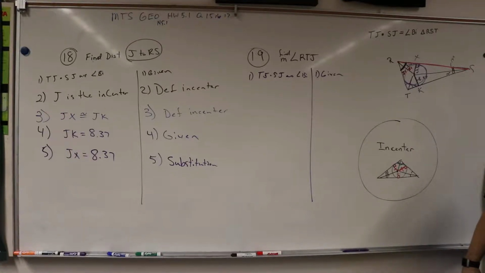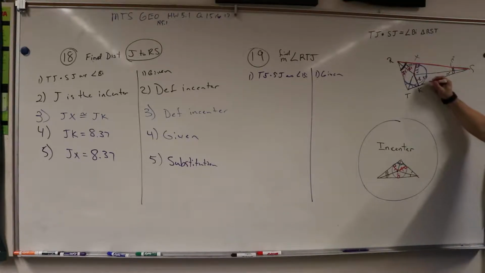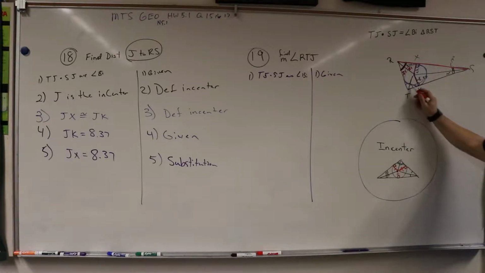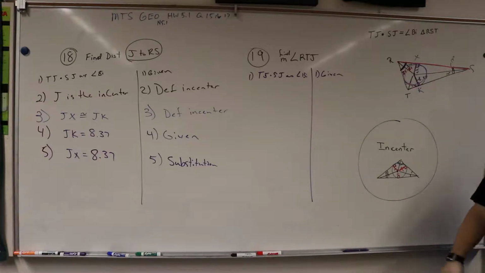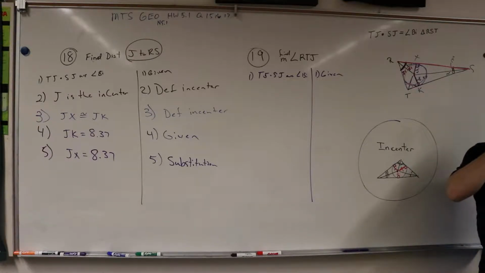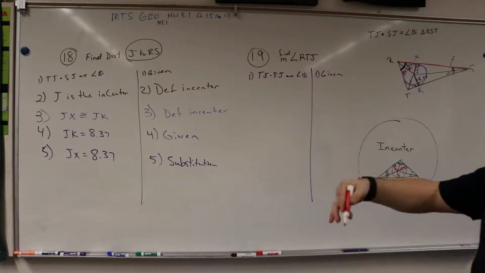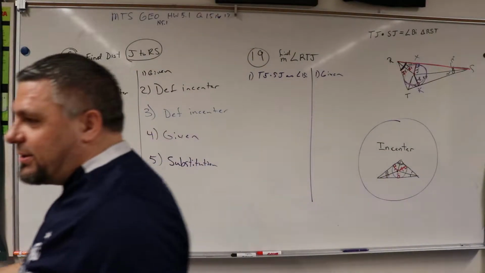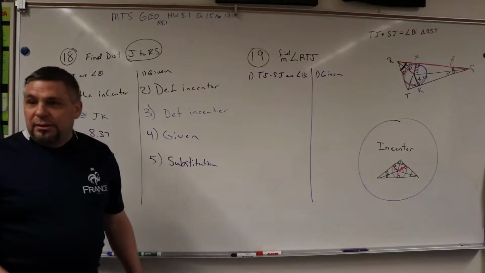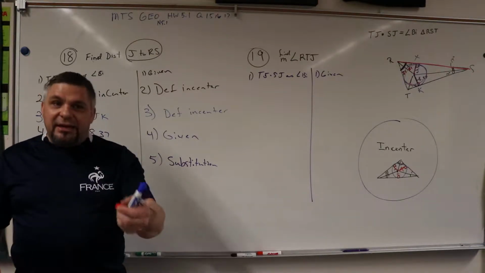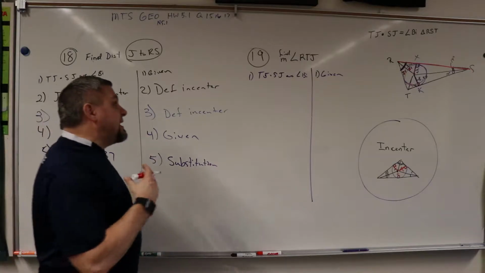90. It's 90. This angle is 90, but not this one. Not necessarily. It looks like it's 90, right? But it doesn't say it's 90. Remember, what do all the triangles add up to be? 180.